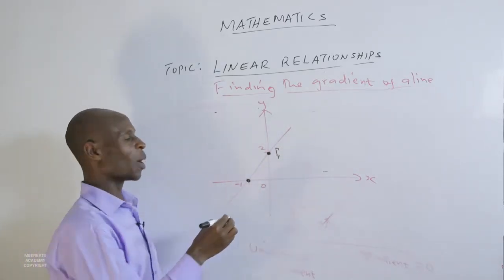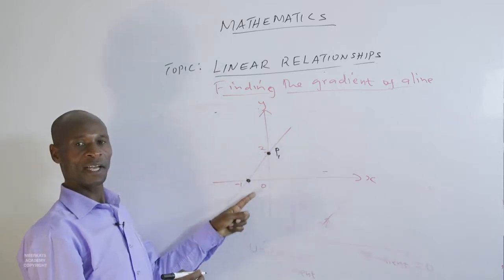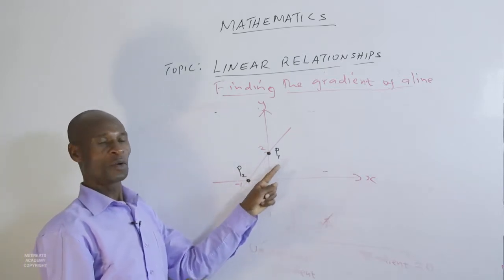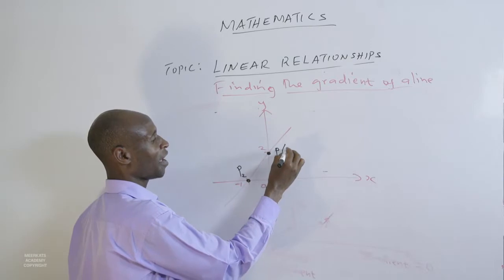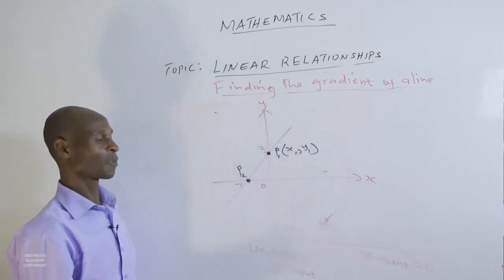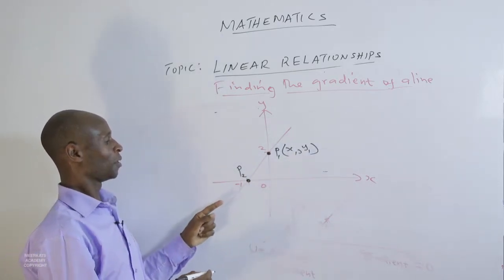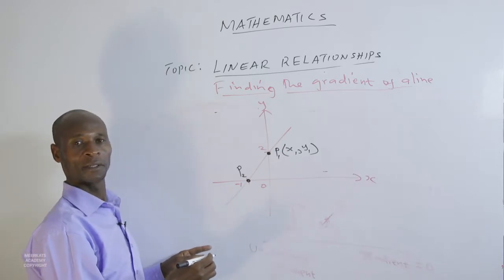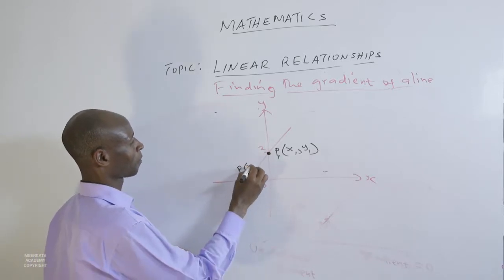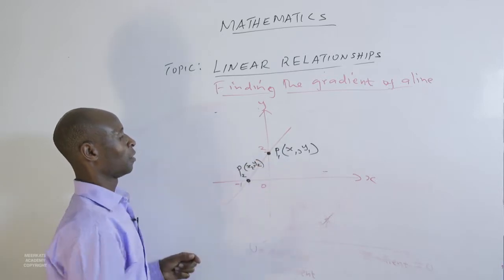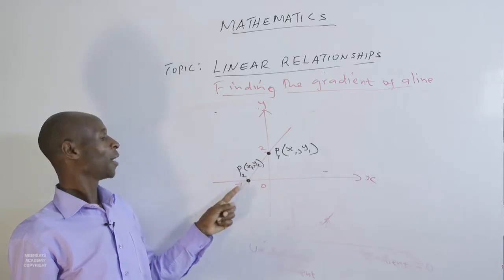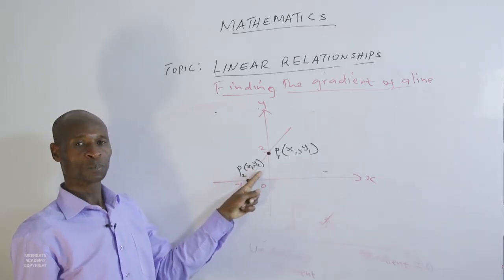The first point is P1, while the second point is P2. For point P1, we are supposed to get the x-coordinate and the corresponding y-coordinate. For point 2, we are also supposed to get the x-coordinate and the corresponding y-coordinate. The x-coordinate for point 2 is x2. In this case, we are using that notation, and the y-coordinate is y2.